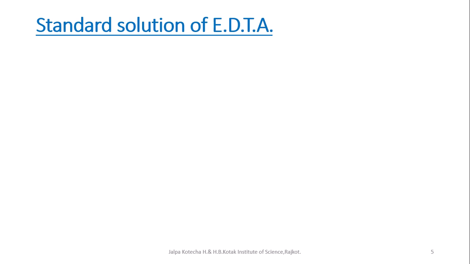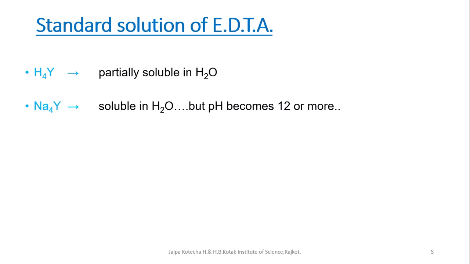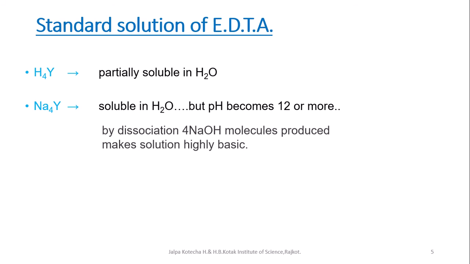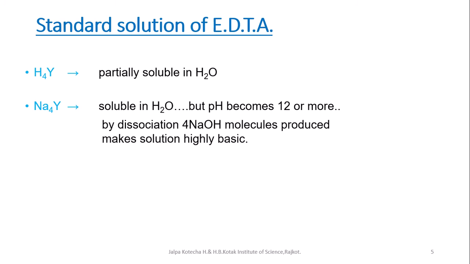Now how do we prepare the standard solution of EDTA? H4Y is sparingly soluble in water, so it is only partially soluble. So we add some base to the solution so that its solubility increases, forming a tetrasodium salt of EDTA. It becomes soluble, but the pH of the solution increases to 12 or more. By dissociation it gives 4 NaOH molecules in the solution and hence makes the solution highly basic. So the tetrasodium salt of EDTA also is not used.